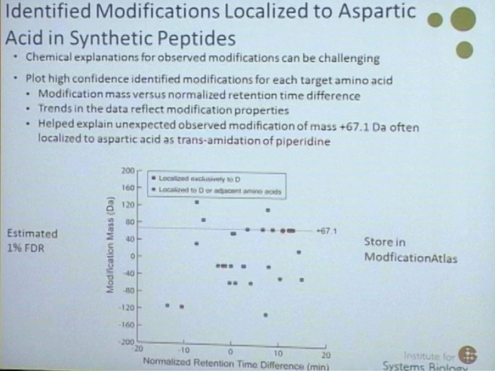Looking at localization of other modifications such as transamidation of piperidine. This is a result from synthesis. We can take these results and draw lines across our mass analysis and define how many of those peptides we actually see in our results, and separate a lot of the identifications based on this approach, and then store this in a component which we're building called the modification atlas.